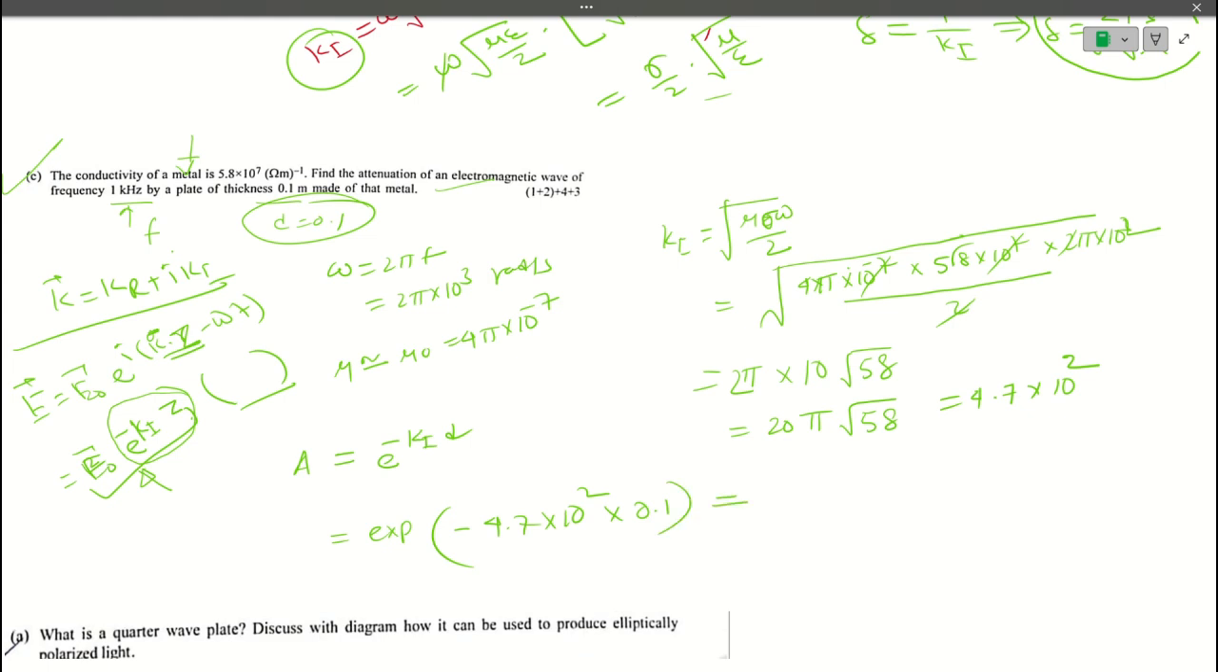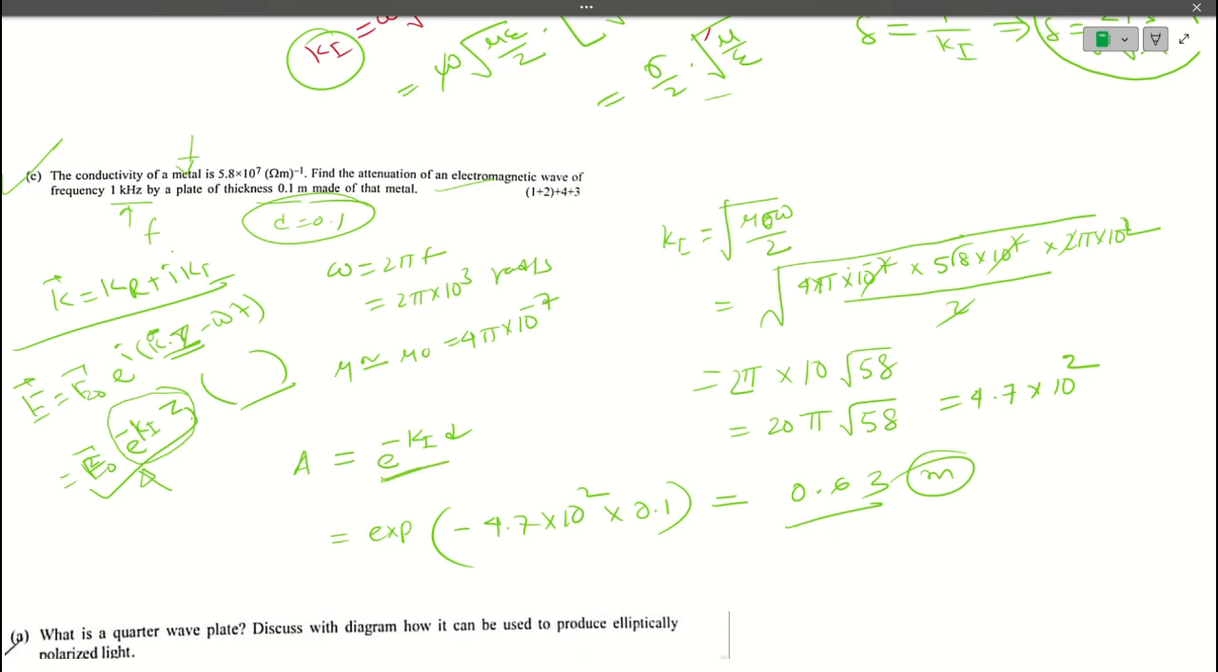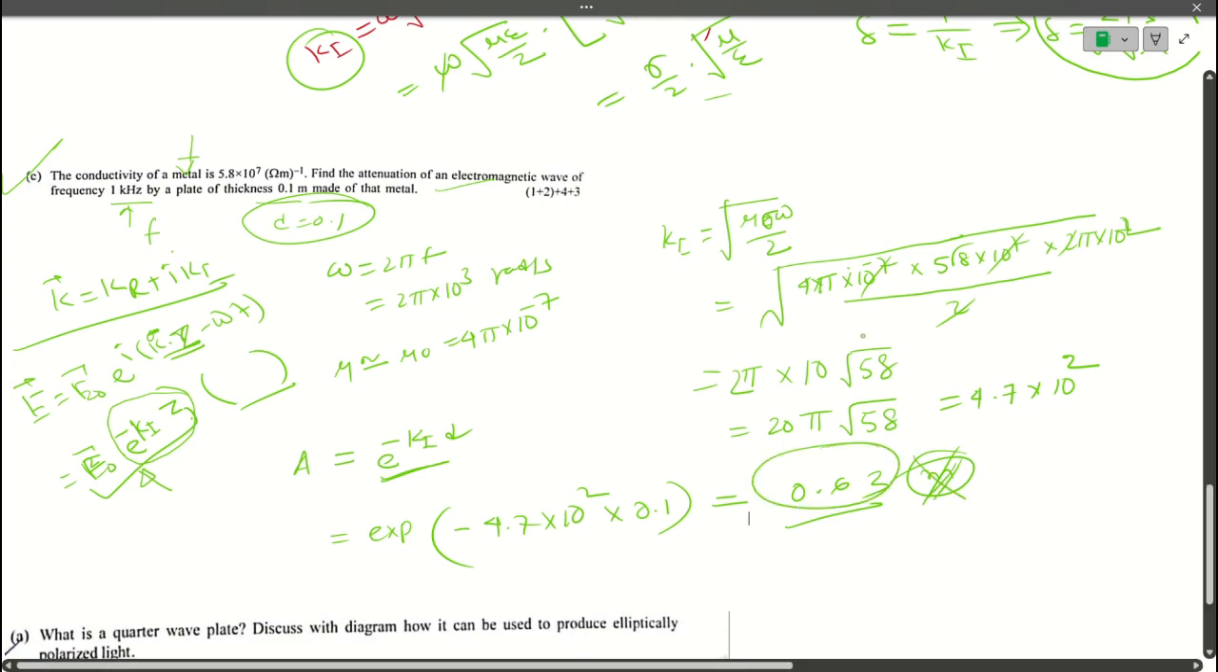So what will be the value? Here we get only 10, then it will be exponential of minus 0.47. Okay, so we get 0.63 almost. Okay, so this is 0.63. I thought it would be in meters, but sorry, this will be unitless since it is an exponential. So 0.63 is the answer. So this is the attenuation of the electromagnetic wave.